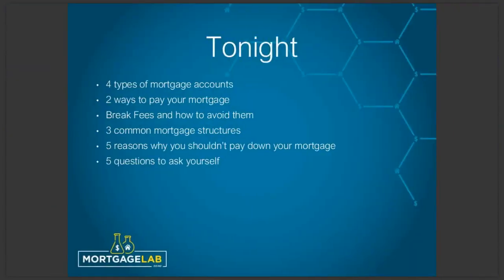So as an overview of tonight, we're going to look at a couple of things. The 4 different types of mortgage accounts. We're going to look at 2 ways of paying down your mortgage, and for each of those methods, reducing your mortgage, we're going to look at how much you can save, and it's generally in the hundreds of thousands of dollars. We're going to look at break fees and how to avoid them. We're going to look at 3 common mortgage structures. Closer to the end, we're going to look at 5 reasons why you may not want to pay down your mortgage and why that's okay. And finally, we'll have 5 questions to ask yourself before structuring your mortgage. So if you're ready, let's start.